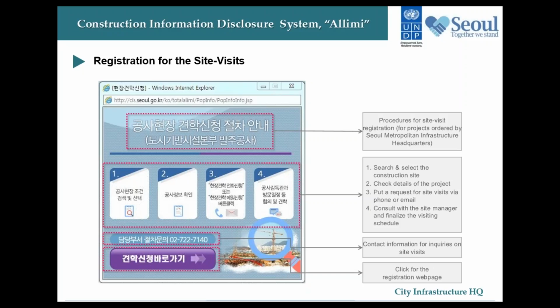Residents interested in a site visit can make their requests and arrange the visiting schedule with the designated public inspection official of the Seoul government, either via phone call or email. Upon approval by the public inspection official in charge of the project that the citizens want to visit, then the site visit can take place.